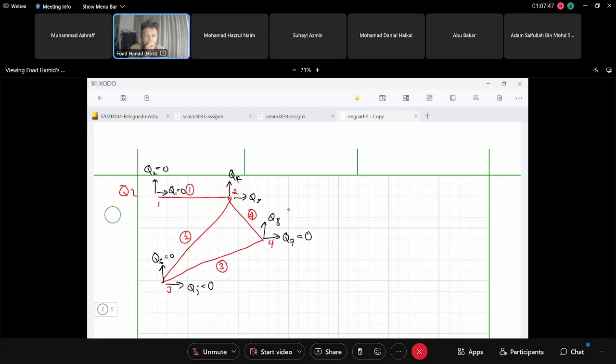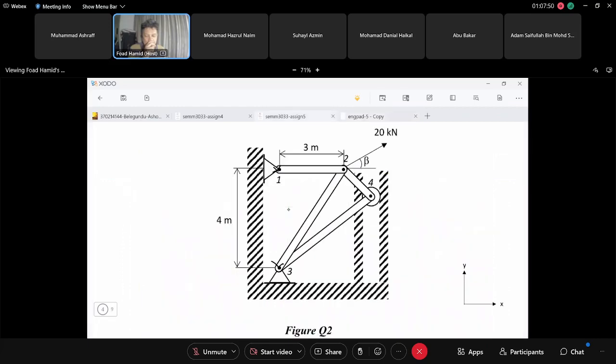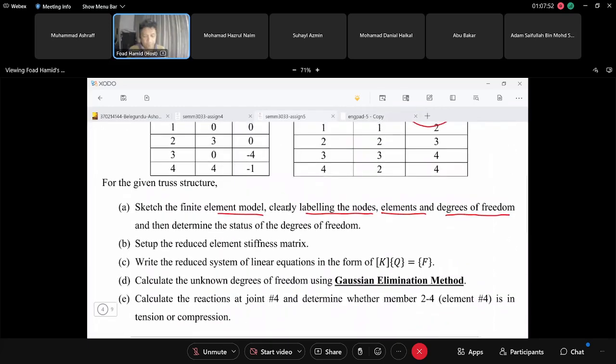Okay, so what is next? What is next is to determine the status of the degrees of freedom. The status of the degrees of freedom is only Q3, Q4, and Q8. So basically, it's a 3 by 3. And then set up the reduced stiffness matrix. Okay, this is something new. What is meant by reduced element stiffness matrix? What does it mean by reduced stiffness matrix?